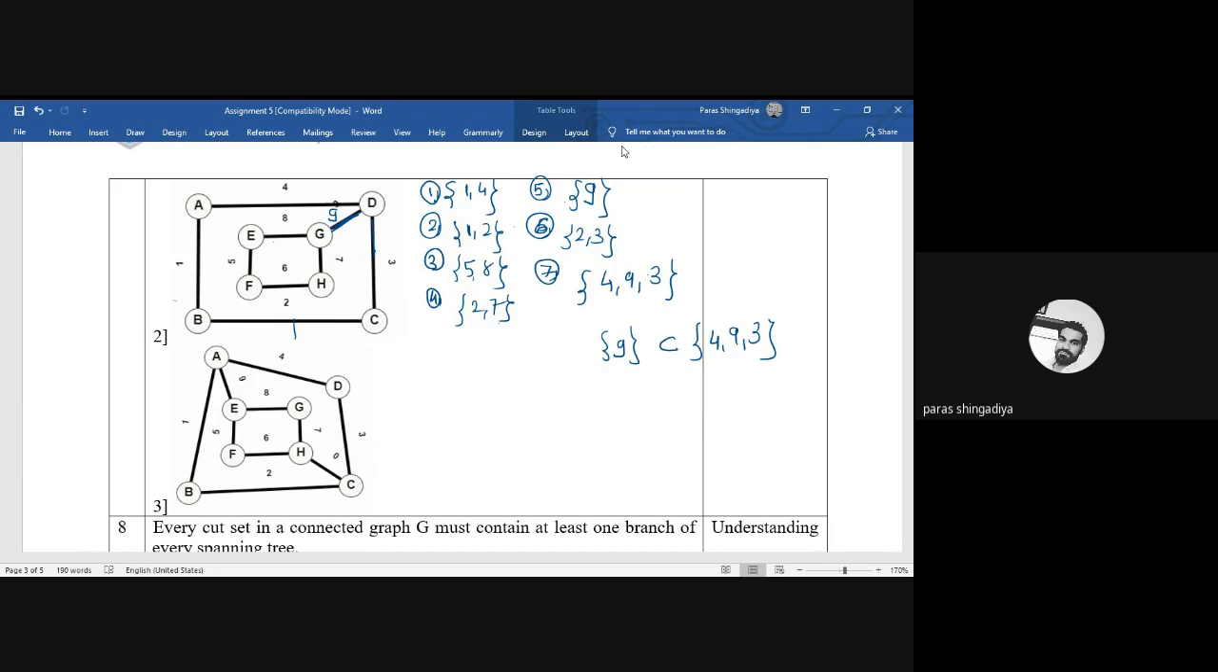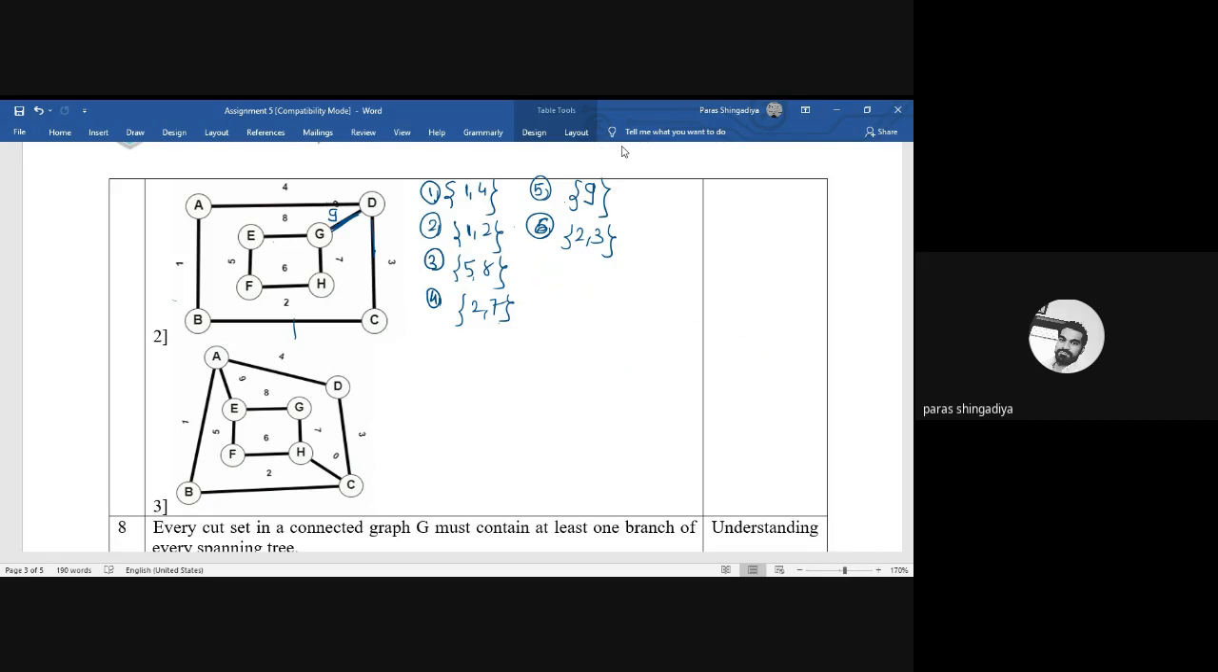It must have no subset which makes the graph disconnected, but it has one subset which makes the graph disconnected. Which subset? The singleton {9} only. If you remove 9 from here, it also follows the cut set concept, and it also makes the graph disconnected. So {4, 9, 3} is not a cut set, because it has one subset which makes the graph disconnected.